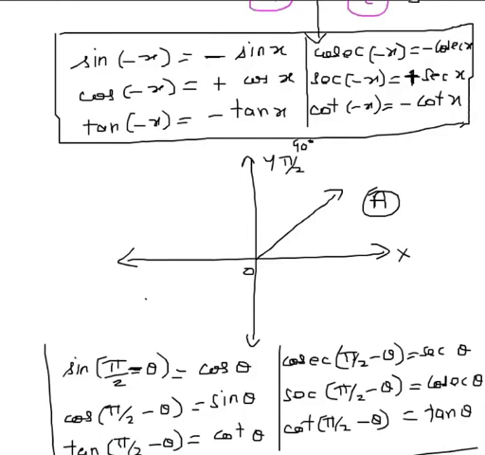All answers are positive because pi by 2 minus theta, that is 90 minus theta, is in the first quadrant. That's why all trigonometric ratios are positive. But remember, if it is pi by 2 minus theta or 90 minus theta, we have to change the ratio.